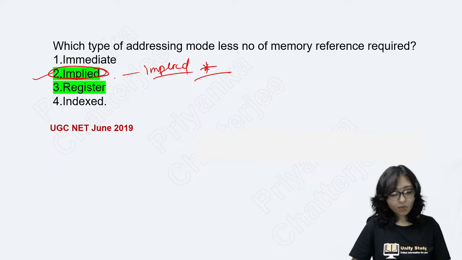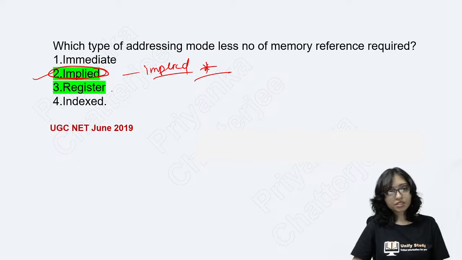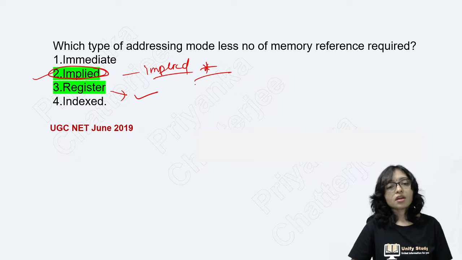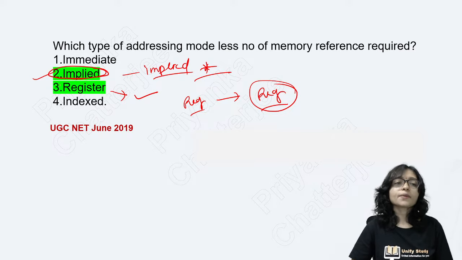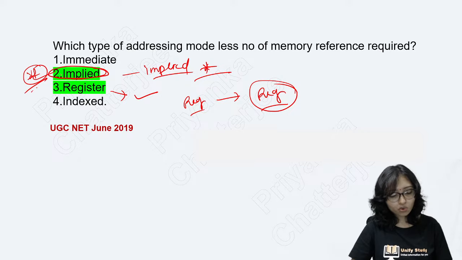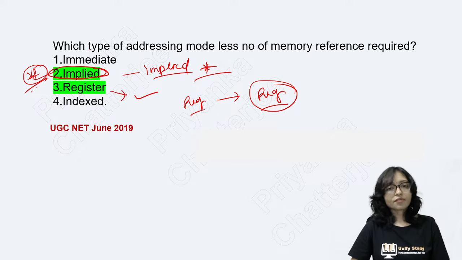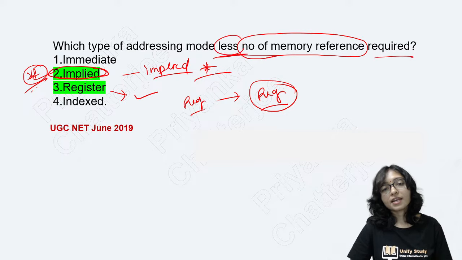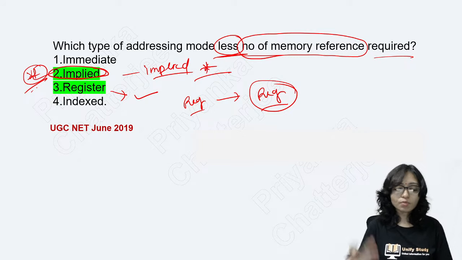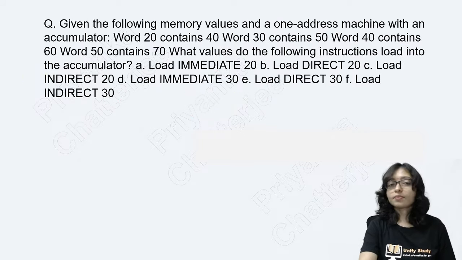But why are you telling option 3? Those who are telling option 3, register, they are also correct, because in register addressing we need to go for a register, it is not the memory. So register can also be the answer, but I will suggest go for implied only, because implied is the most perfect answer. The most perfect answer will be no memory reference. The number of memory references required is the least, because in implied there is no memory reference required. So the answer will be implied.